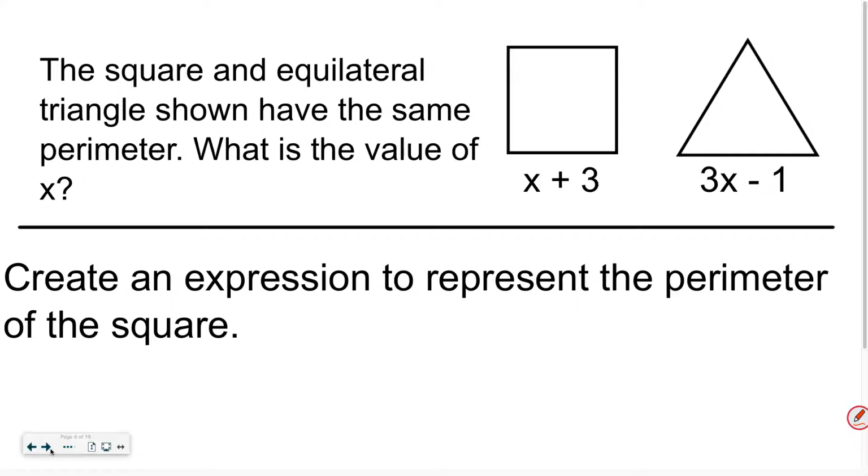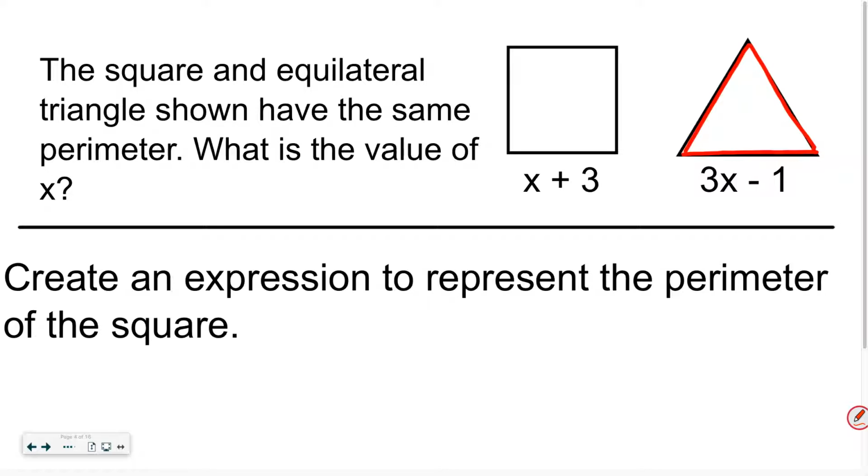Okay. So in this scenario, the square and the equilateral triangle. What does equilateral mean? Equilateral, David. What's equal? All sides are the same. Yeah, all sides of this triangle are the same. So we have a square and an equilateral triangle, and they have the same perimeter. So their perimeters, the total of all sides, is the same. We're going to find the value of x.